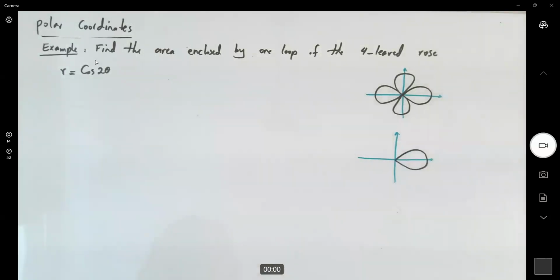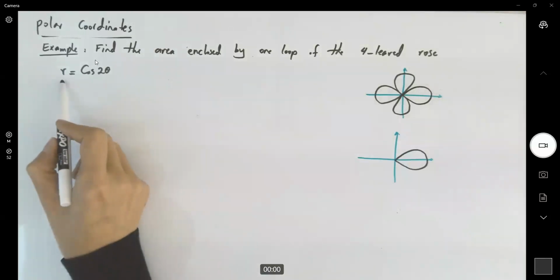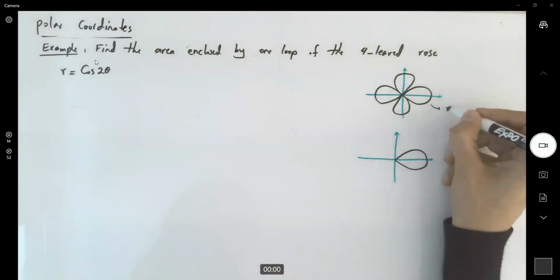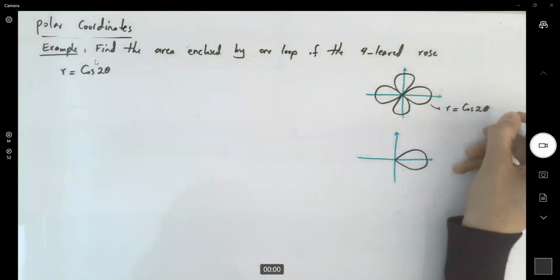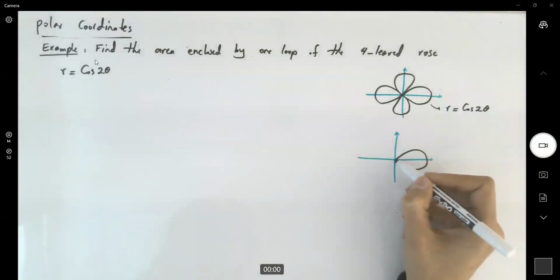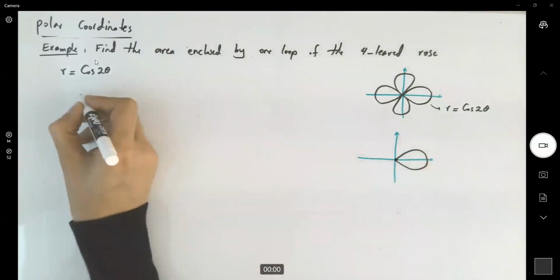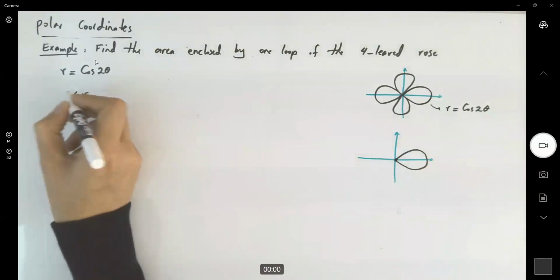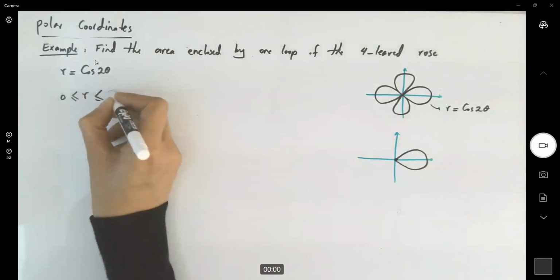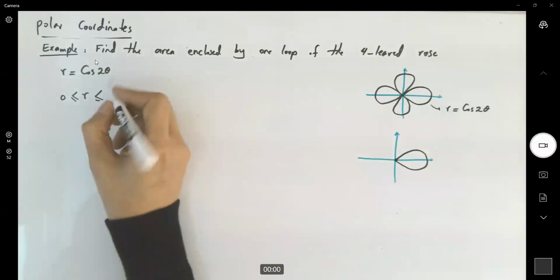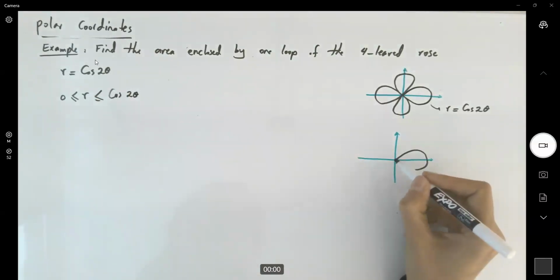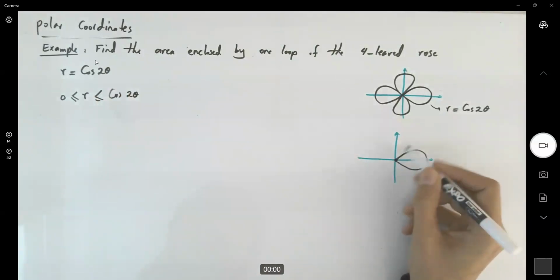So what is my r? r is cosine 2 theta. This is my function. r is cosine 2 theta. So r is bounded between 0 and cosine 2 theta. Okay. Very good.